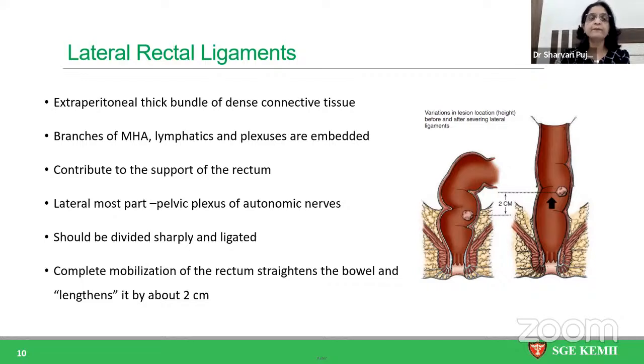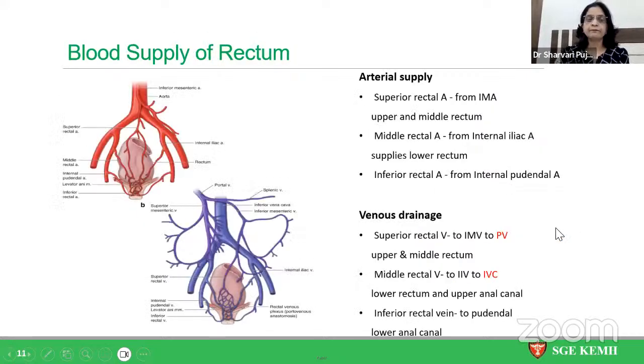One more important thing is, once these ligaments are divided, it straightens up the rectum, and complete mobilization of the lateral rectal ligaments adds a length of about 2 centimeters. So if there is a tumor situated in a crucial position where distal margin length is an issue, lateral rectal ligament division may shift the tumor about 2 centimeters upwards, and that much length in the distal margin can be achieved. Now coming to the blood supply of the rectum.